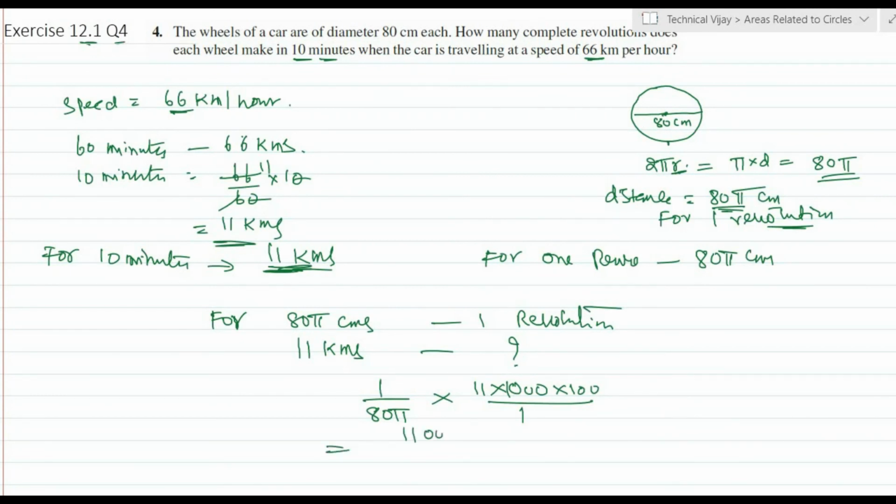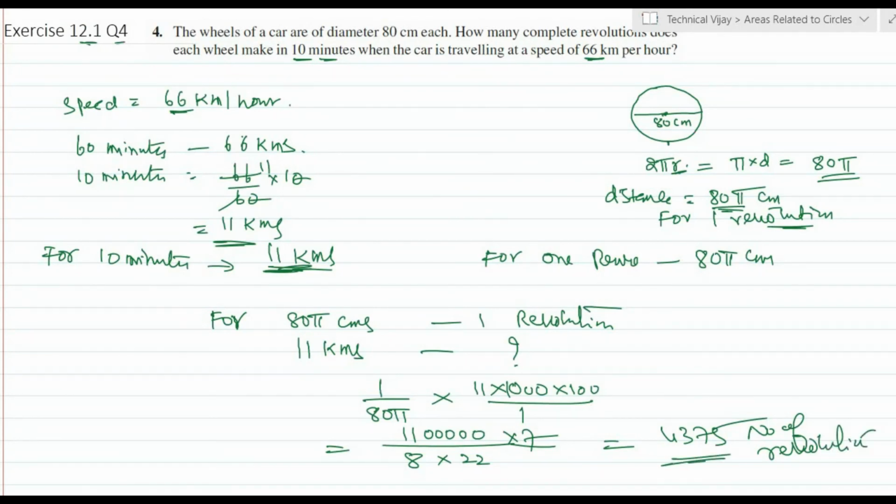So this is equal to 1 1 1 2 3 4 5 divided by 8 into 22 divided by 7, meaning into 7. So this is equal to 4375 number of revolutions. This many number of revolutions are taken for 10 minutes if the car speed is 66 km per hour. Okay, we will go for next one.